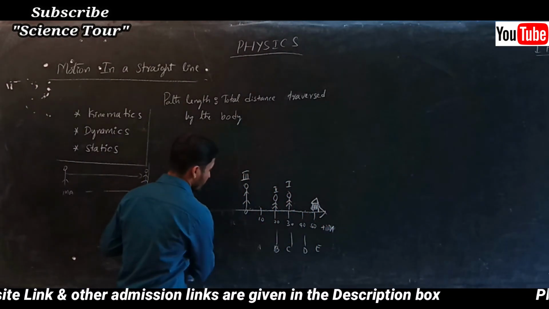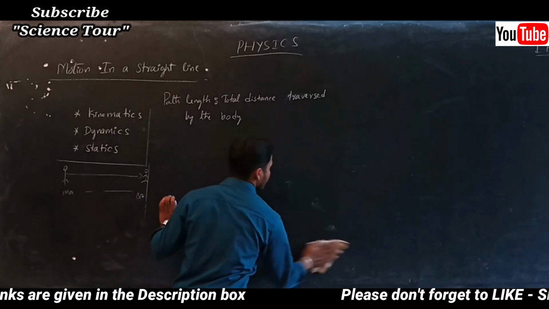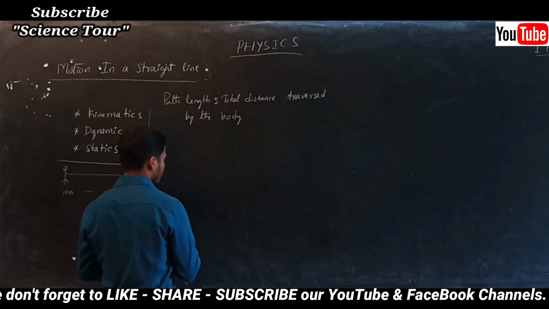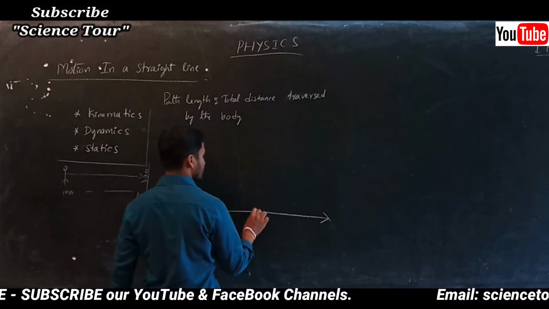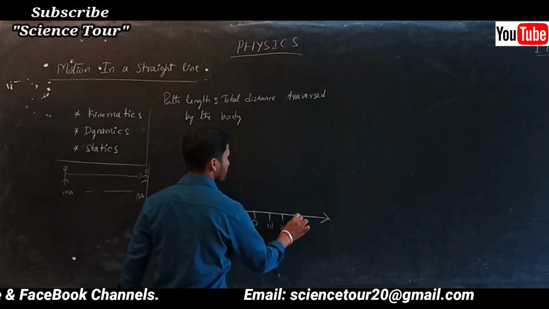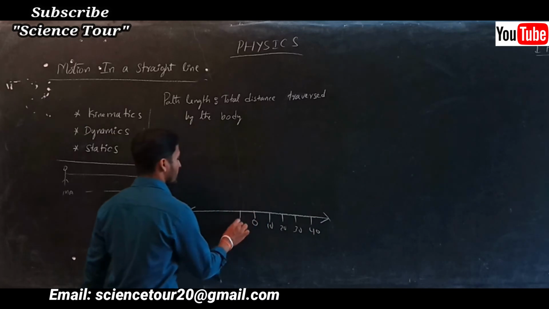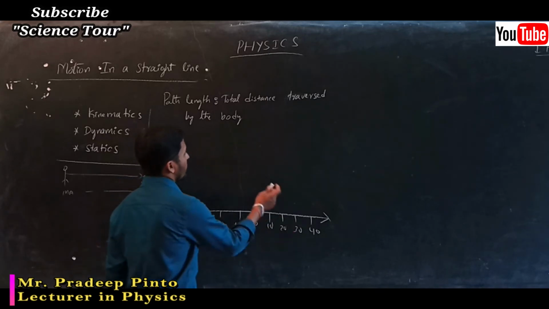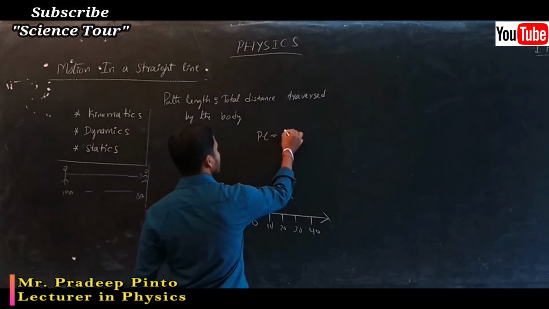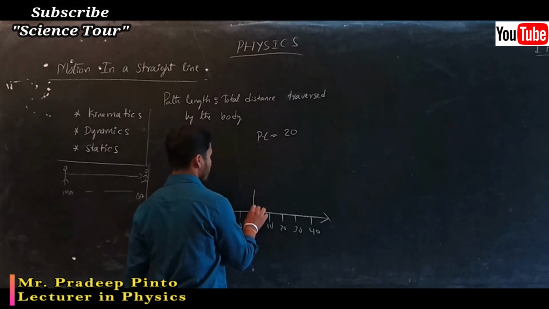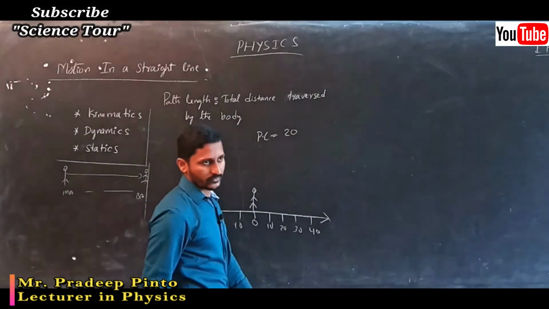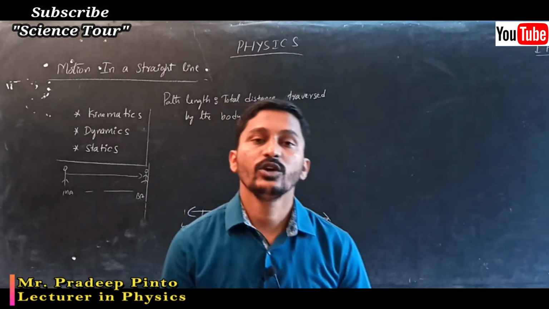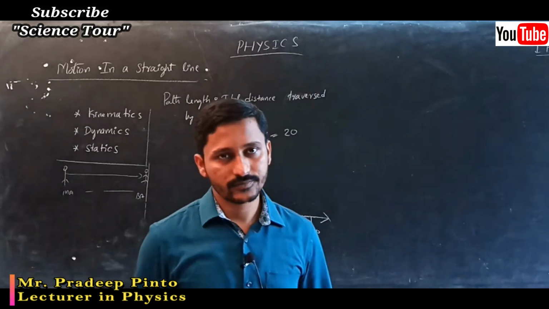But if I tell you the path length, say for example, the same scenario I am going to give you. This is the object, this is 10 meters, 20 meters, 30 meters, 40 meters. Here also 10 meters, 20 meters, 30 meters, 40 meters. Now I will tell you the path length is 20 meters from its initial position. Listen carefully. Path length is 20 meters from its initial position. Now you have to find out where that object is.